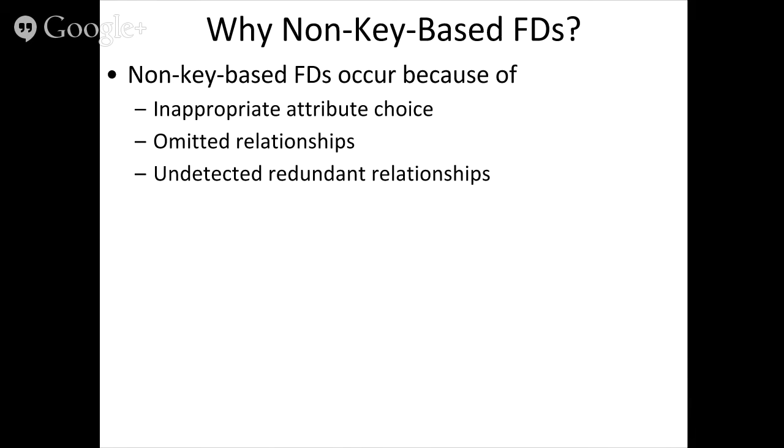Let's look at how you would run into this issue. Let's look at a couple of examples. How would these non-key functional dependencies occur? Why would they occur in the first place?